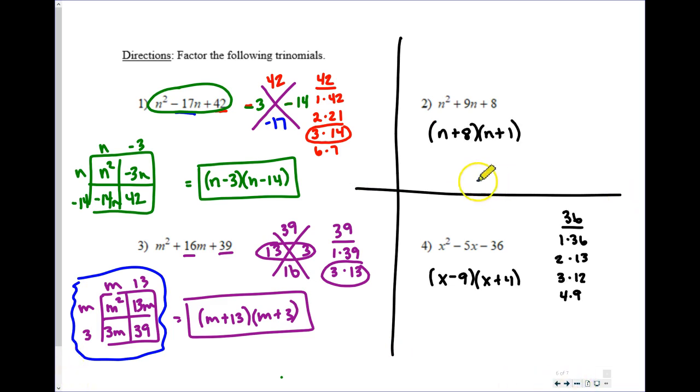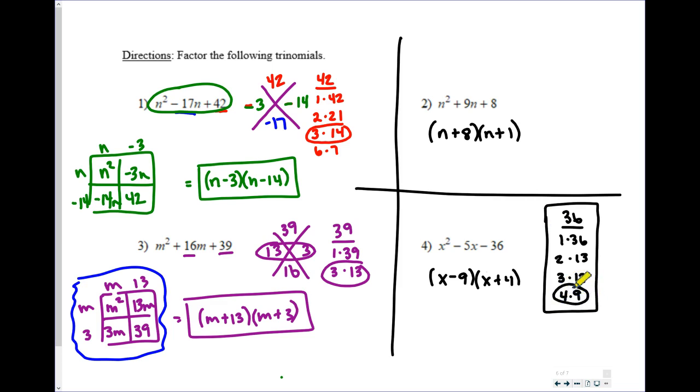Okay, so you should have gotten n plus 8, n plus 1 for number 2, and you should have gotten x minus 9, x plus 4 for number 4. That one was a little trickier, but you should have written this out to help you find all the factors. Because then you would have noticed at the very end here, 9 and 4 do work.